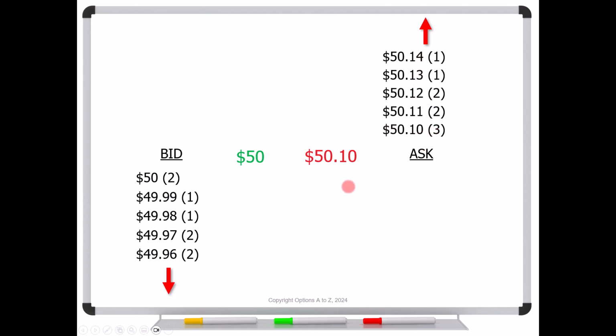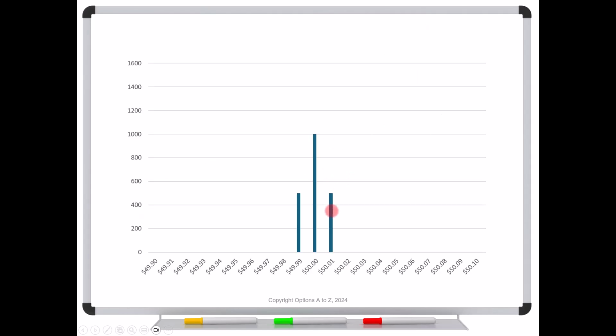So if we were to plot our order book numbers like this, we might see something like this. We've got, let's say, 1,000 shares at $50, and then 500 shares at $49.99 and at $50.01. Yeah, we do have some depth, but it's just not a lot of depth, and we certainly don't have any breadth. Remember that depth is looking at this direction. How deep is this picture?